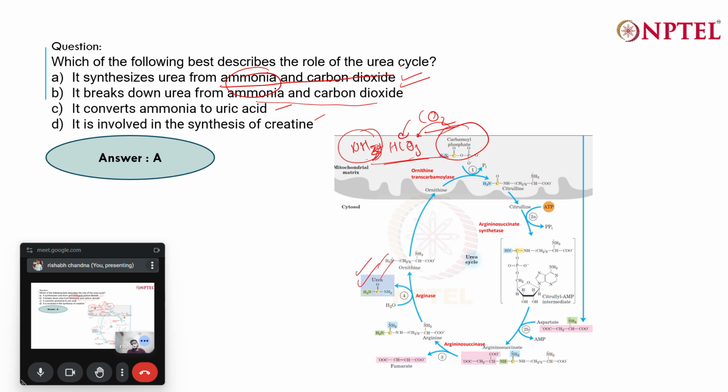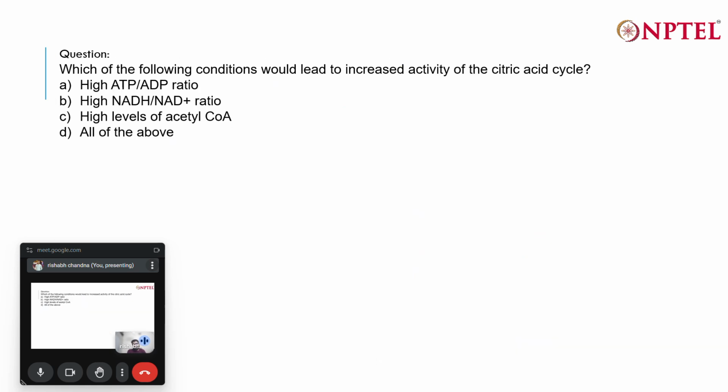Okay, so let's move on to the next question. Which of the following conditions would lead to increased activity of the citric acid cycle?